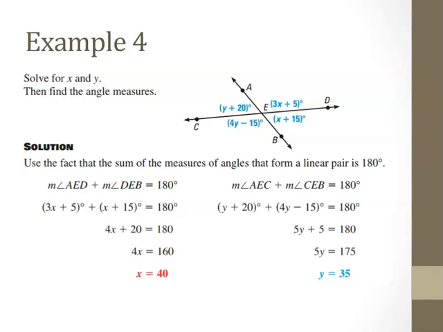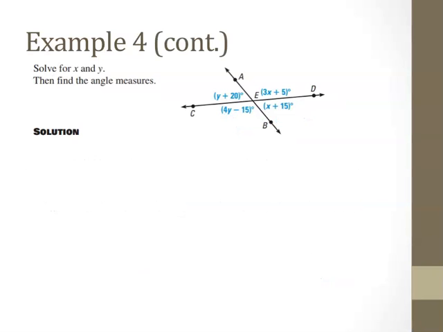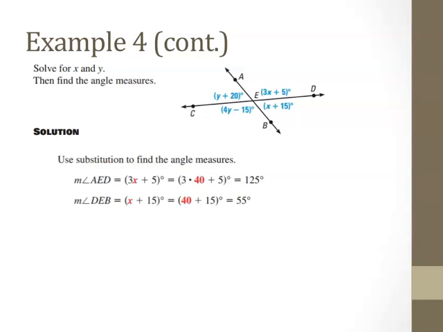Now the problem says to solve for x and y, but then it also says to find the angle measures. So we'll go ahead and use what we just found for x and for y and plug that in. So the measure of angle AED is 3x plus 5, so 3 times 40 plus 5, which is equal to 125. The measure of angle DEB is x plus 15, so 40 plus 15, which is equal to 55.